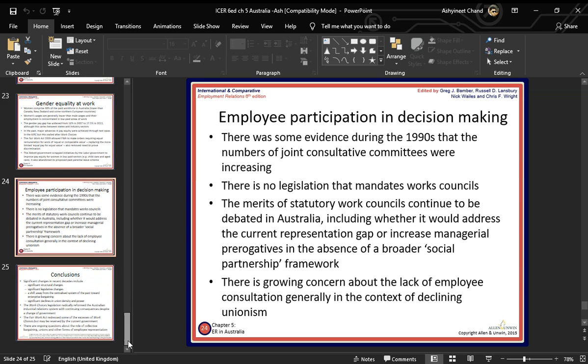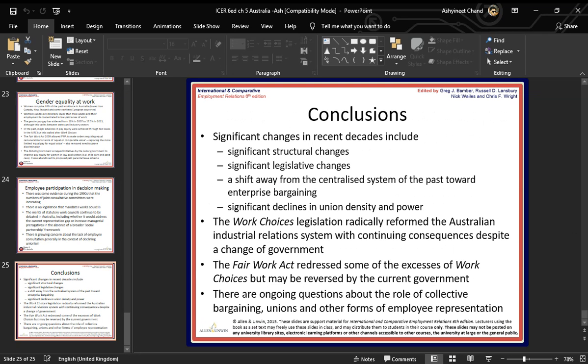So these are some of the current issues and trends. Finally, to conclude, significant changes in recent decades include significant structural changes, legislative changes, a shift away from a centralized system of the past towards enterprise bargaining, and significant decline in union density and power. The Work Choices legislation radically reformed the Australian industrial relations system with continuing consequences despite a change of government. The Fair Work Act redressed some of these excesses of Work Choices but may be reversed by the current government. There are ongoing questions about the role of collective bargaining, unions, and other forms of employee representation.